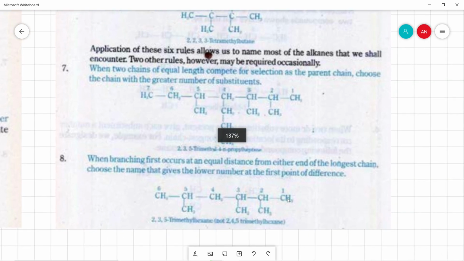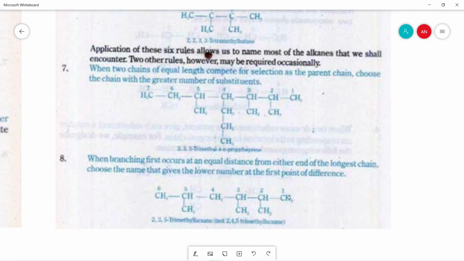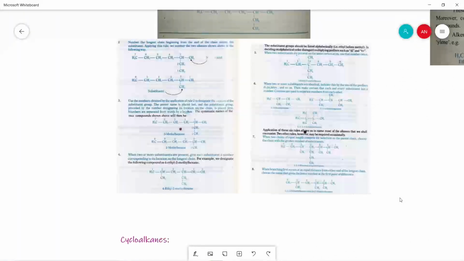So in this case we start numbering from here because there are two branches, and if we start numbering from here, there is one branch. So we will start numbering from here: 1, 2, 3, 4, 5, 6. So the parent chain is hexane, and there are branches on the second, third and fifth carbon positions, and the branches are methyl. So 2,3,5-trimethylhexane. Okay, so this was IUPAC of alkanes.